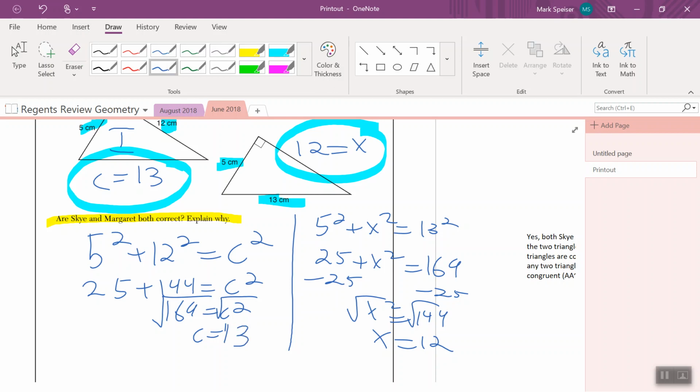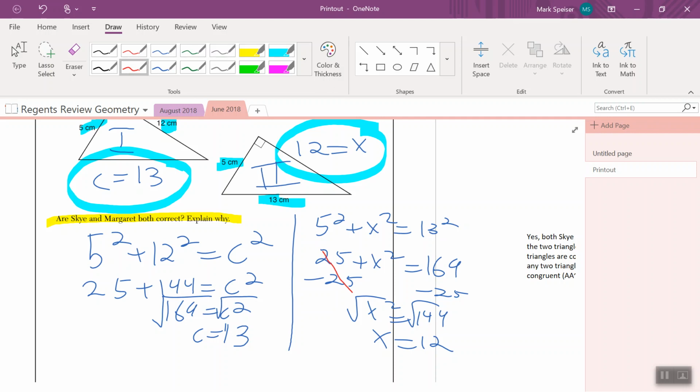Be careful, even I make mistakes. 5 squared plus x squared equals 13 squared. For the second triangle, 5 squared is 25, 13 squared is 169. Subtract 25 on both sides. 169 take away 25 is 144.